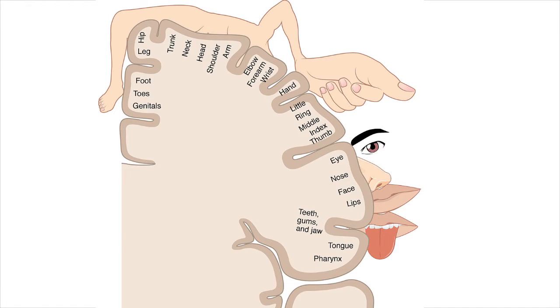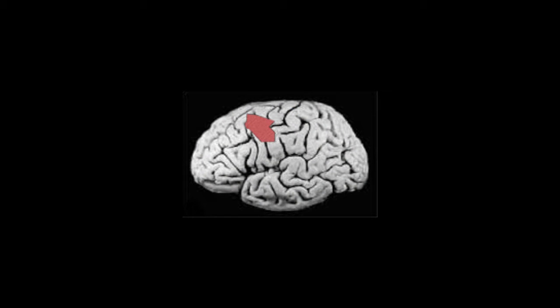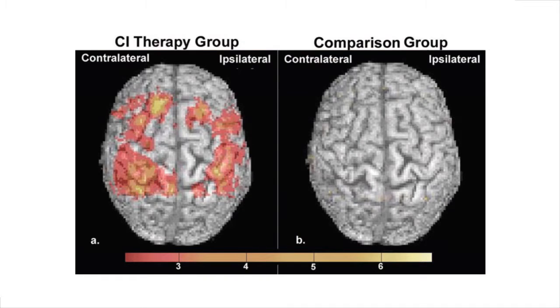A study by Liepert, Taub, and colleagues, published in 2006, shows this adaptive plasticity in action. Before CI therapy, the region of the brain that controlled movement of the weaker hand was smaller than the region of the brain that controlled the stronger hand. Following CI therapy, there was a large expansion in the area of the brain that controlled movement of the weaker hand. CI therapy also increased the volume of parts of the brain that are involved in voluntary movement.